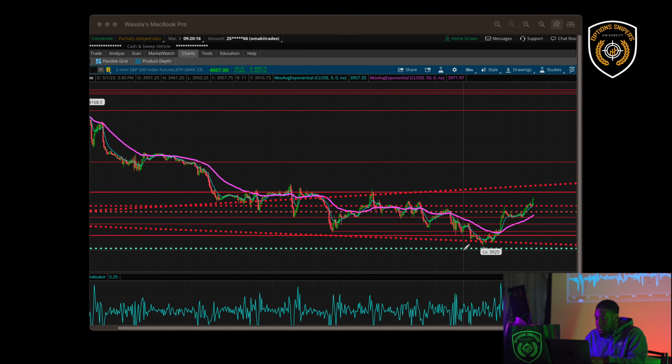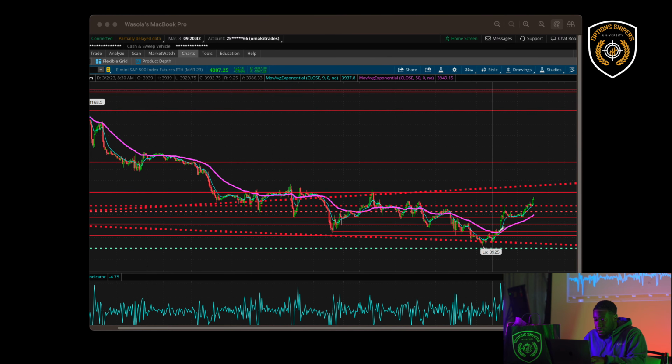We hit a pivotal low of 39.25. I think this was yesterday. So where are we currently trading? Above or below the 50? Above, right?